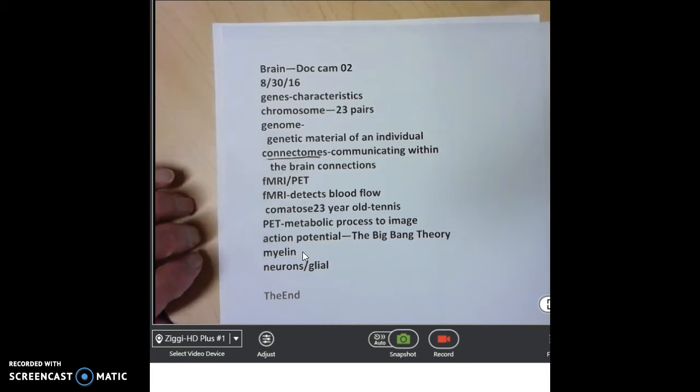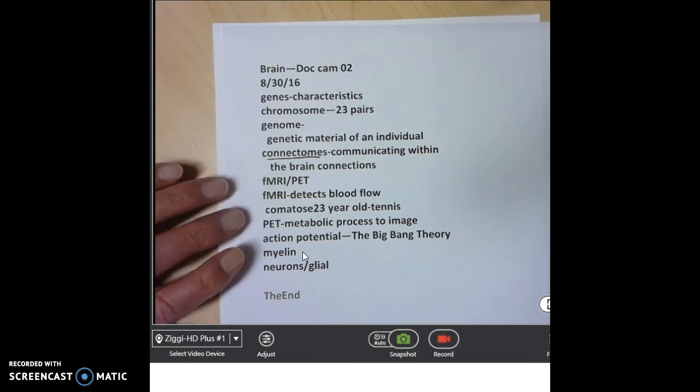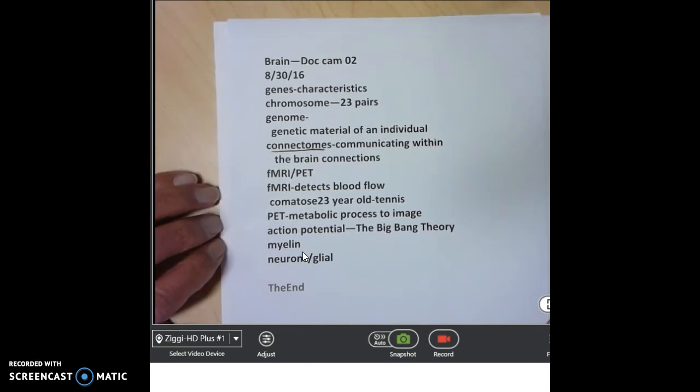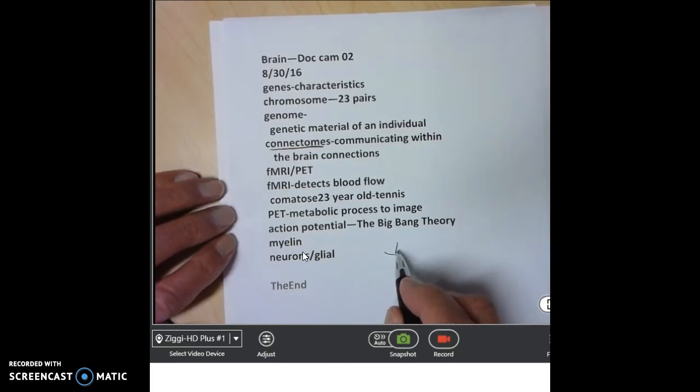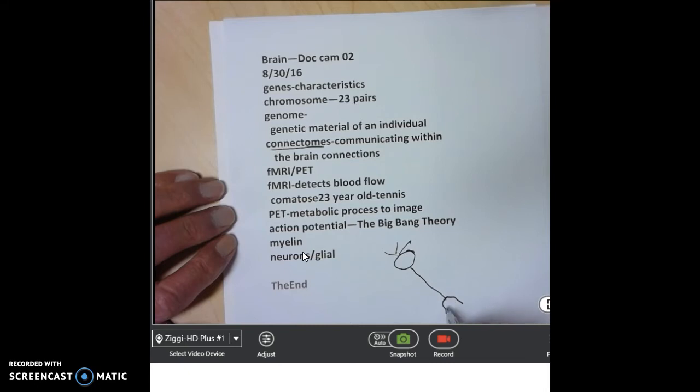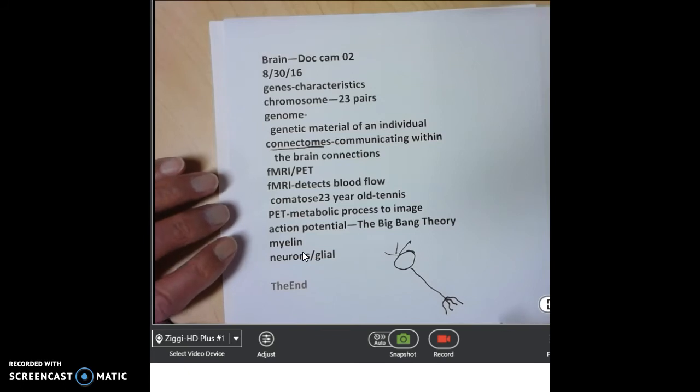And here's what we're looking at here. We've talked about this before, and you're acquainted with this: the action potential. We have a neuron here, and we have a cell body here. We have the axon here, and then we have the area that permits the neurotransmitters to go across the synapse and connect with another neuron.